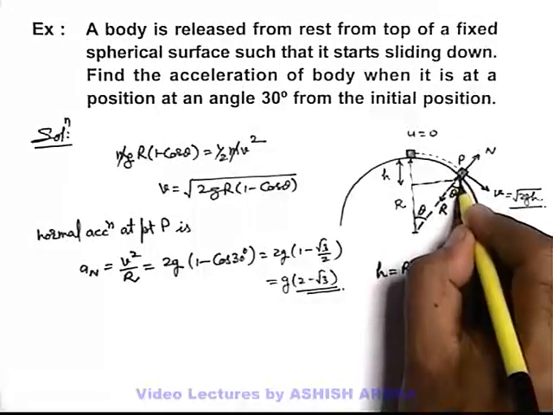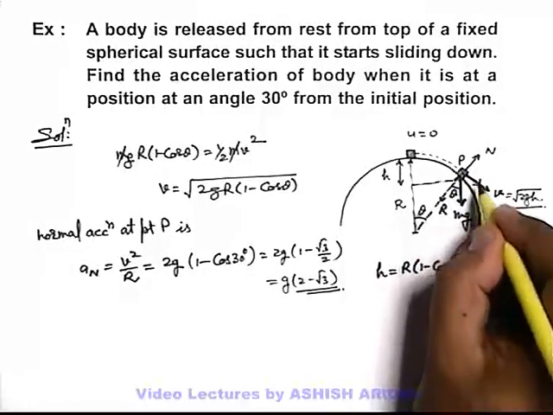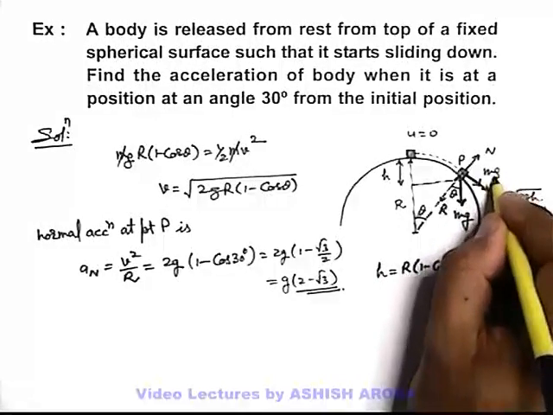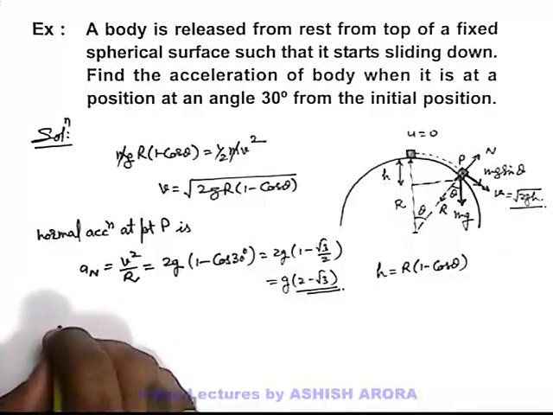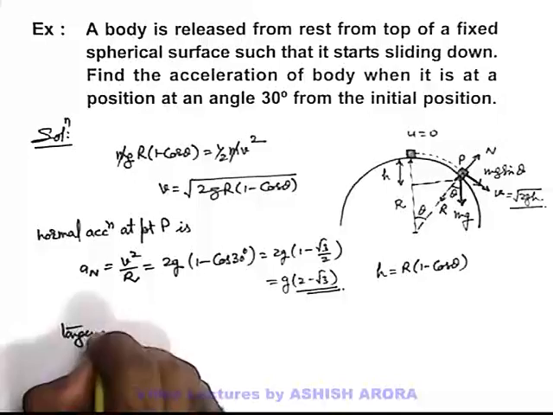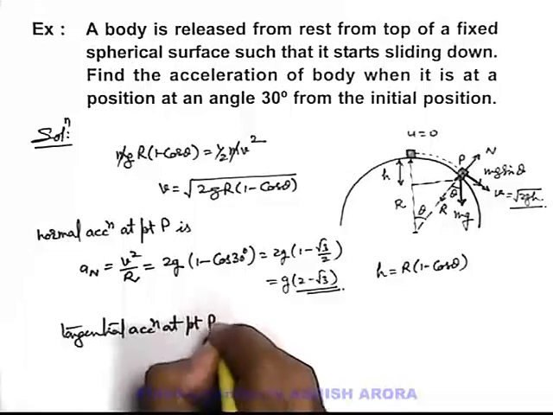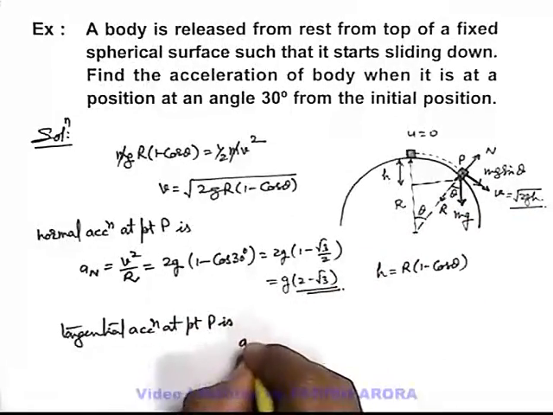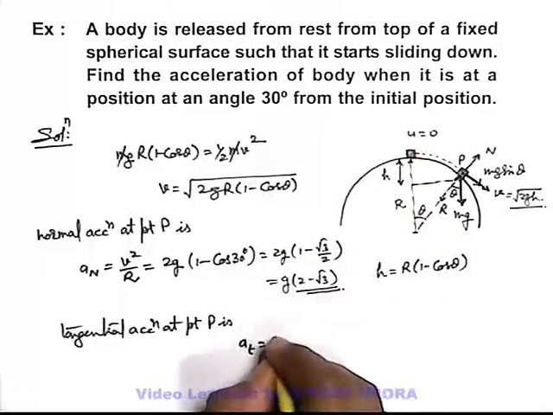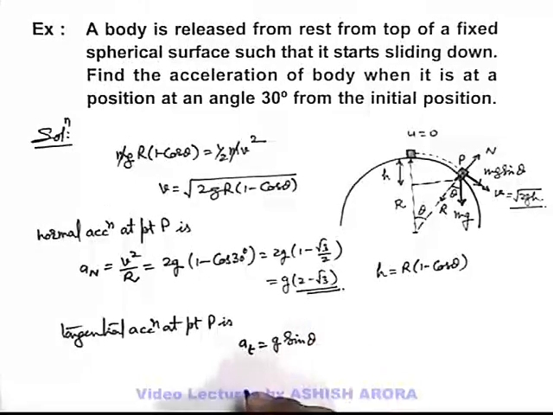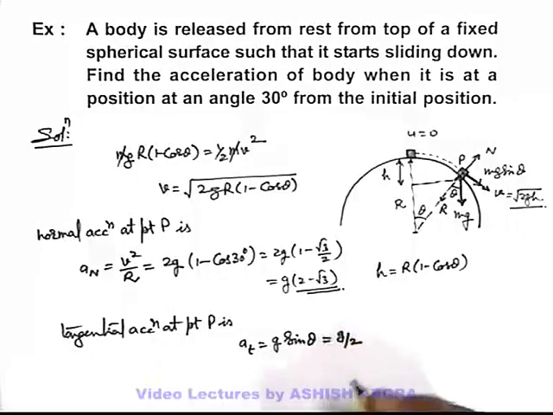And we can see this weight is acting on it in the downward direction, and there will be a tangential component of this weight, that is mg sin theta, that will be experienced by the body along the tangent. So we can simply state the tangential acceleration at point P is mg sin theta upon m. So this will be g sin theta. Now if we put the value of theta, that is 30 degrees, it comes out to be g by 2.